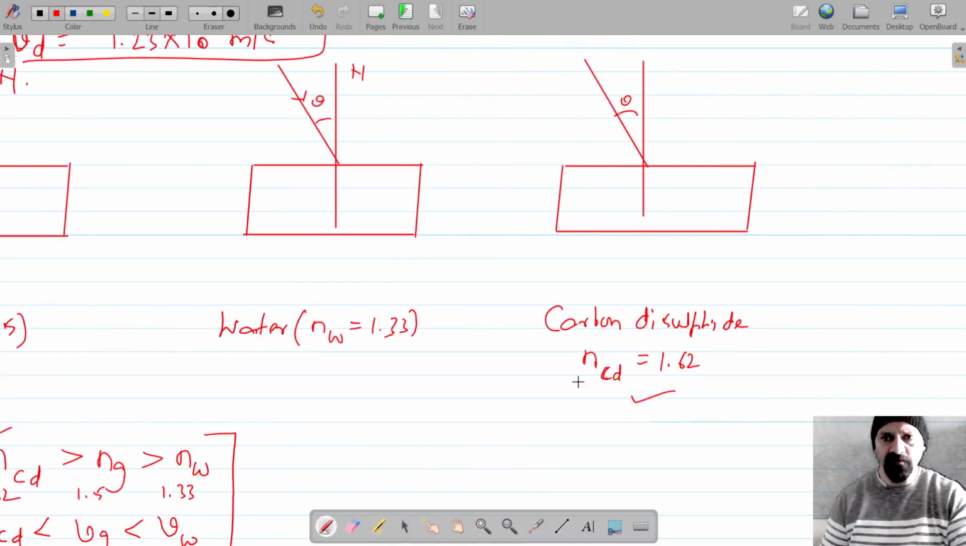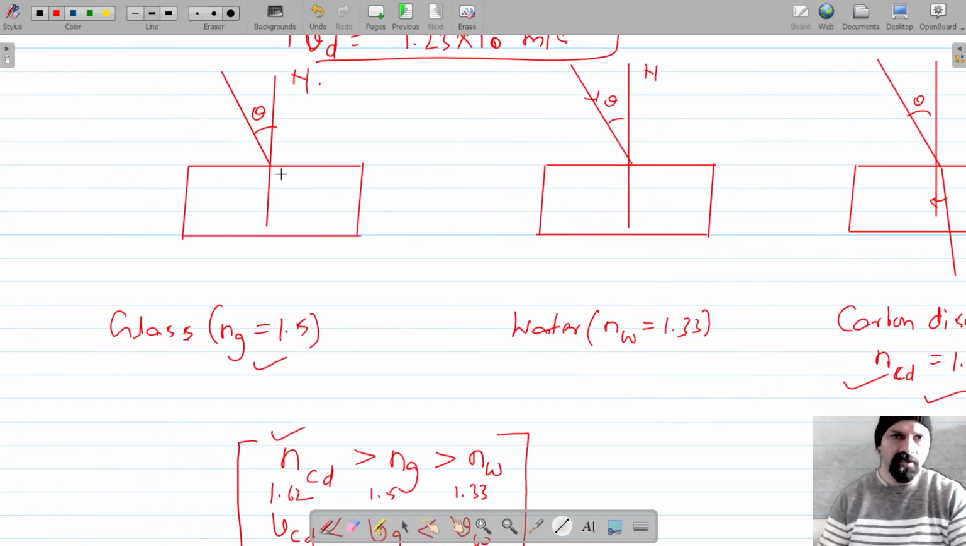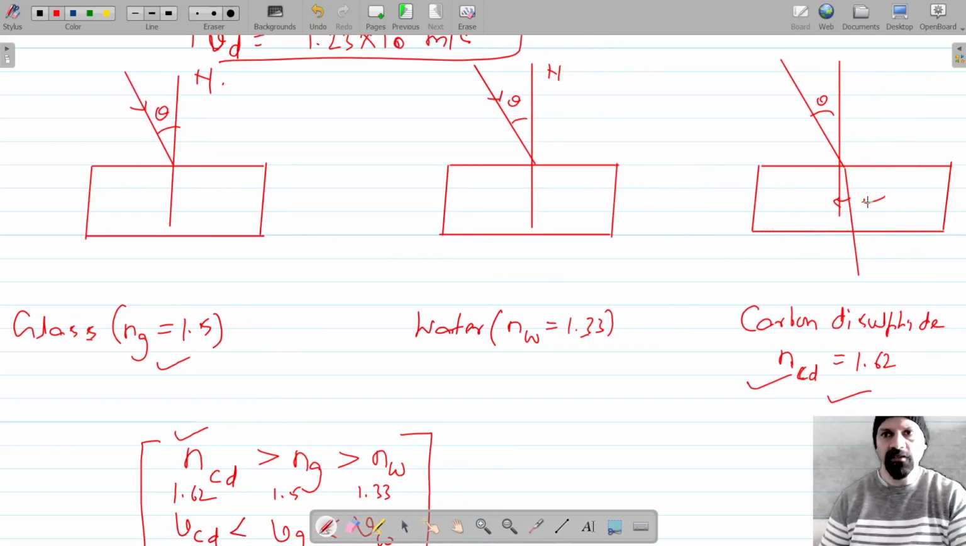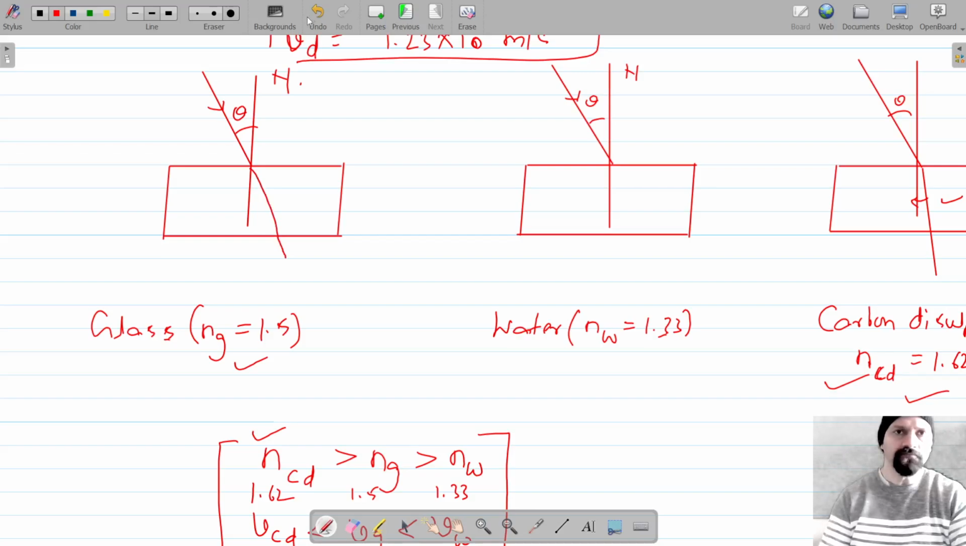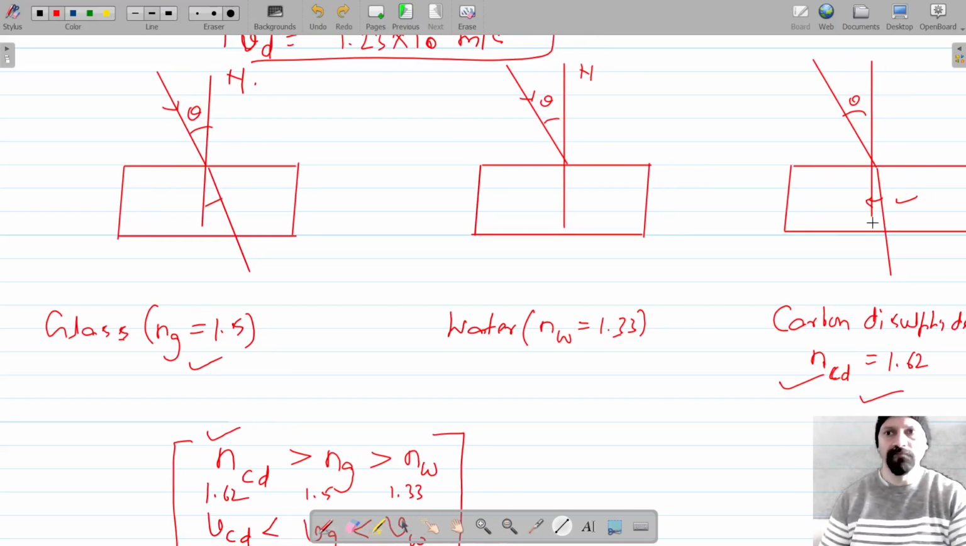Here, in this case, the refractive index is greater, so the ray of light will bend more towards the normal. Let this be the refracting angle. The incident ray will bend towards the normal, but will bend less than this one. So this angle of refraction is more than this one. This is the angle of refraction r, and this is greater than this.